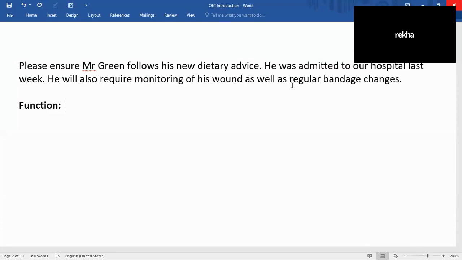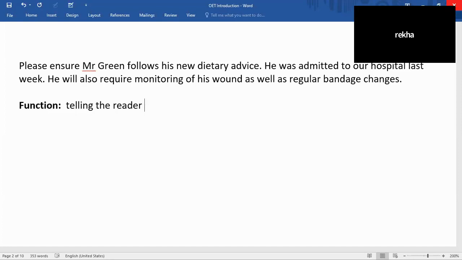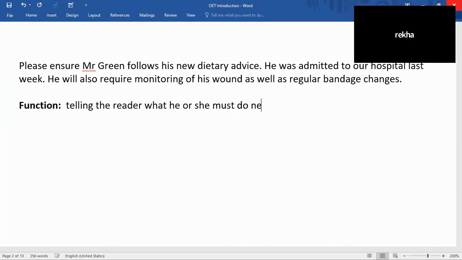It's telling the reader, like in a discharge letter, if I say please ensure what he will do next. What he should do, he or she. He or she must monitor his wound and change the bandage next.